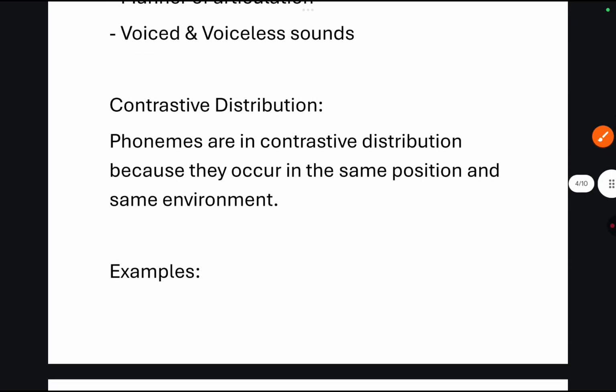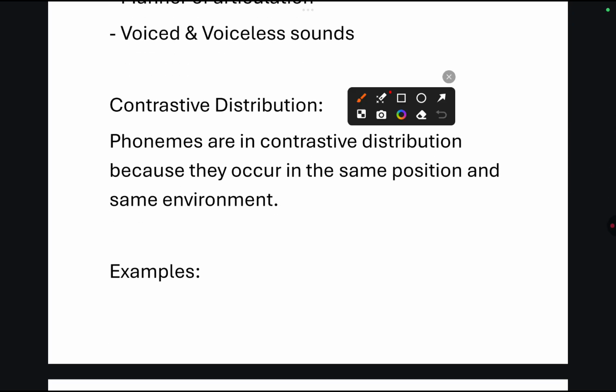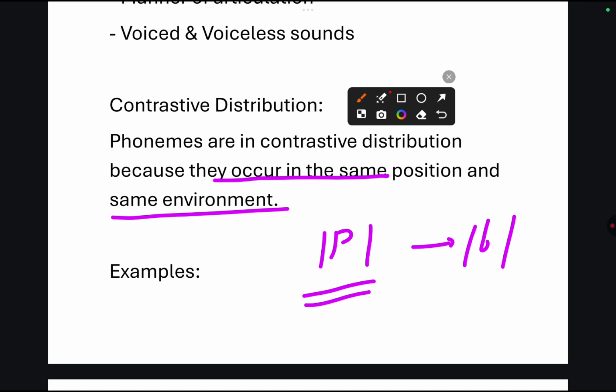So phonemes also occur in contrastive distribution. Now friends, what is contrastive distribution? It means they occur in the same position and in the same environment. If we change "pa" with "ba", the meaning and the pronunciation will change. Why? Because they occur in the same position and we change the sound in the same environment.